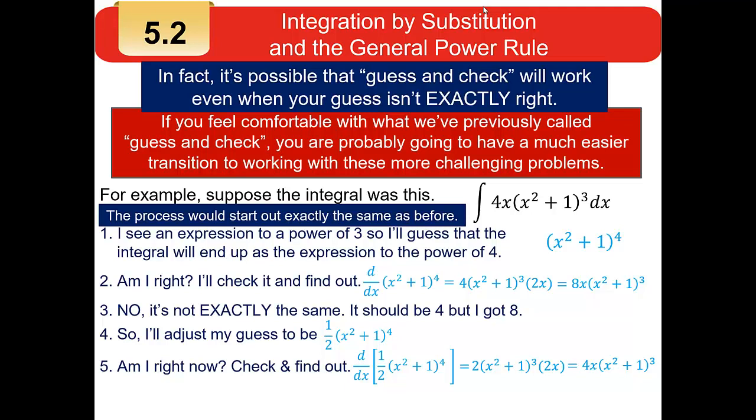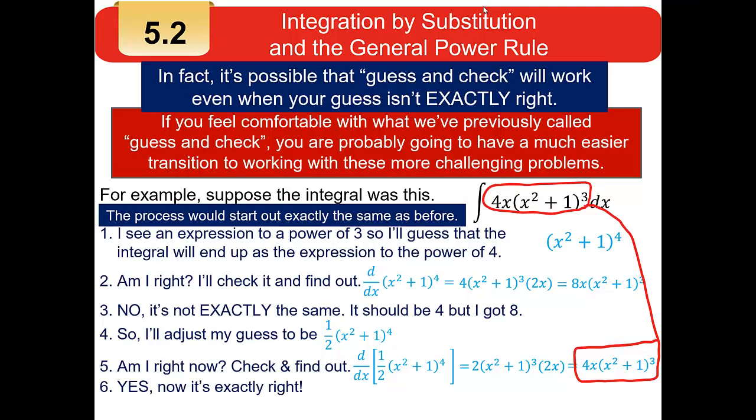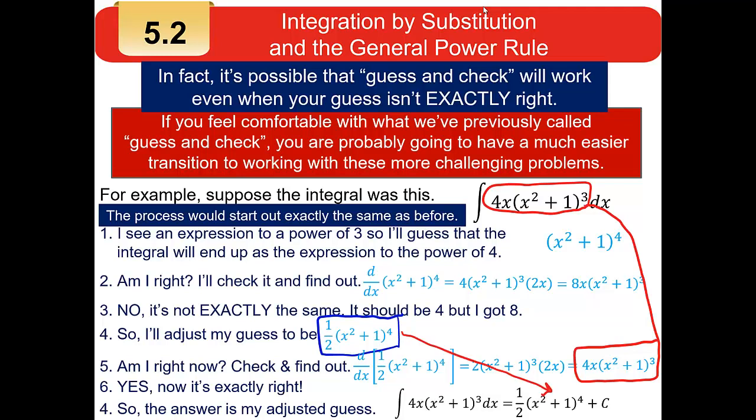and when I go back and look, that in fact is right now. I got exactly what I needed. So the answer, because I got it right this time, is just my adjusted guess. So the integral of 4x times the quantity x squared plus 1 cubed is my adjusted guess, 1/2 times the quantity x squared plus 1 to the 4th plus the constant of integration.